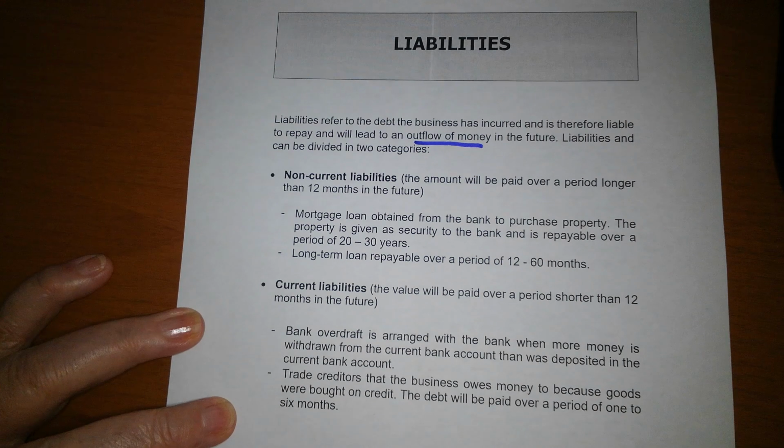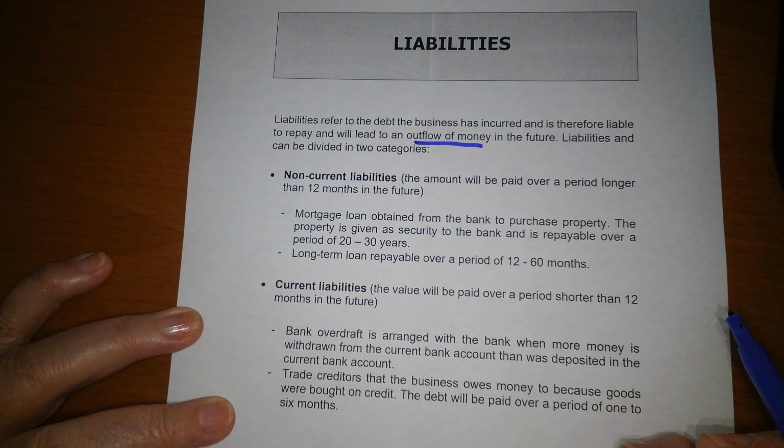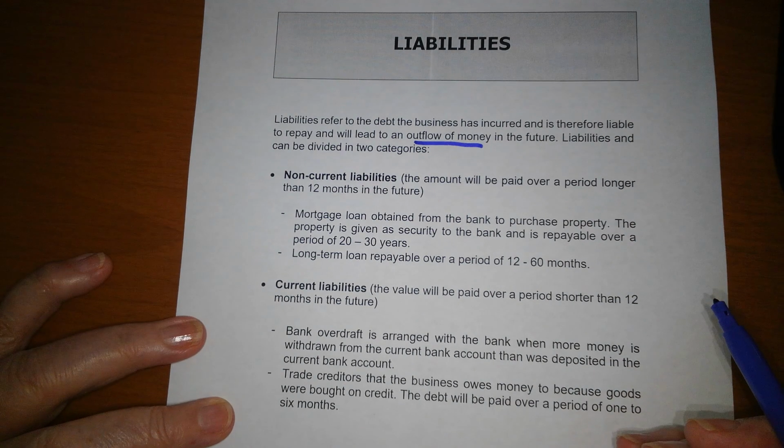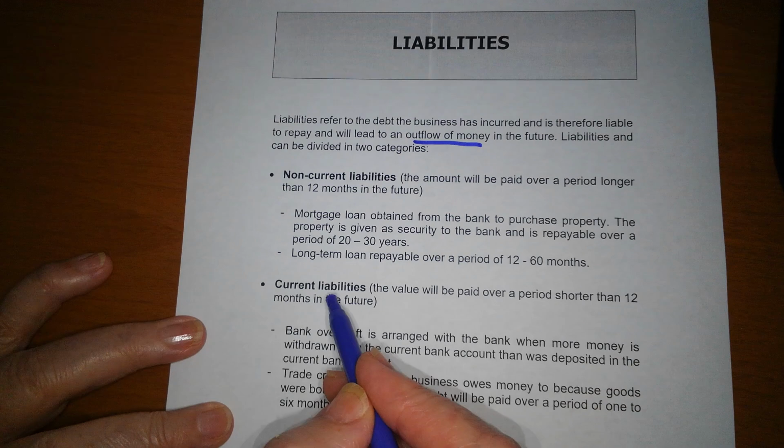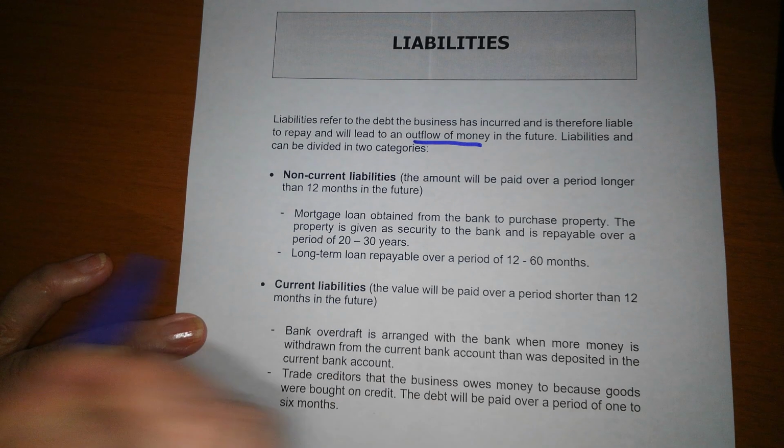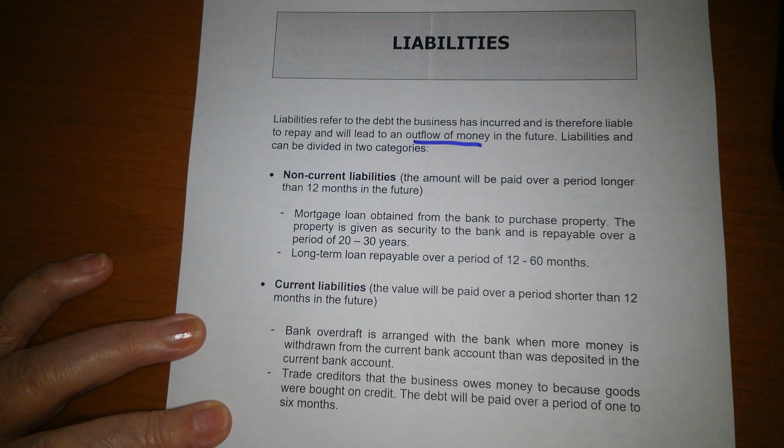Now, just as with assets, it's very important to divide the liabilities between non-current liabilities and current liabilities. So non-current liabilities is when you will take longer than 12 months in the future to pay back the loan.